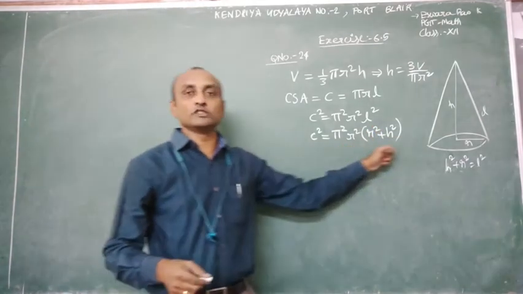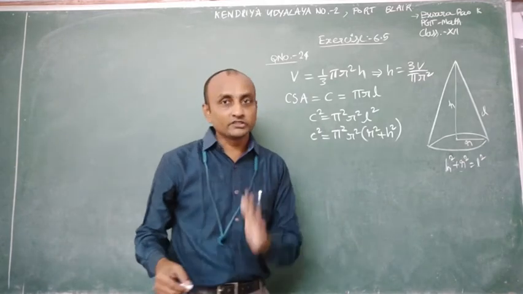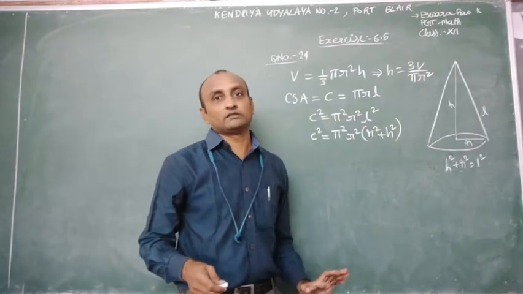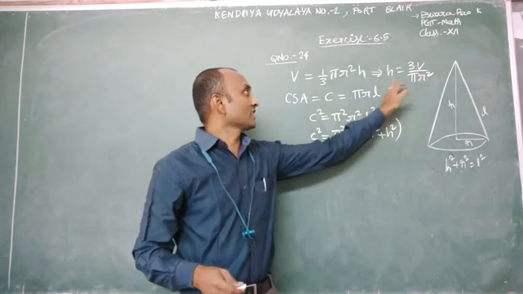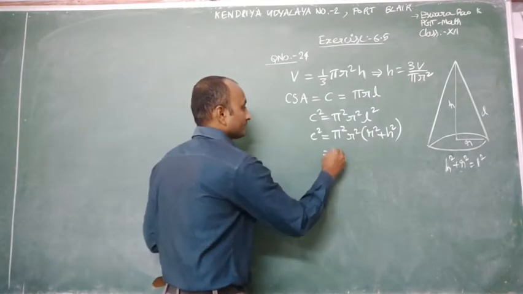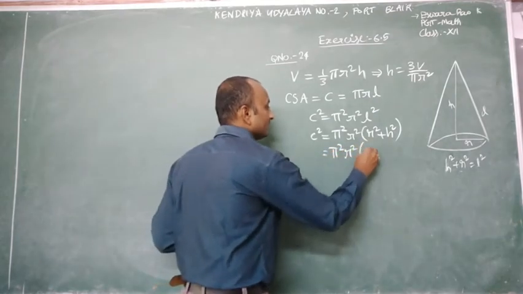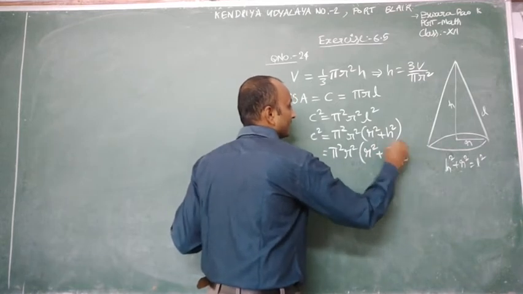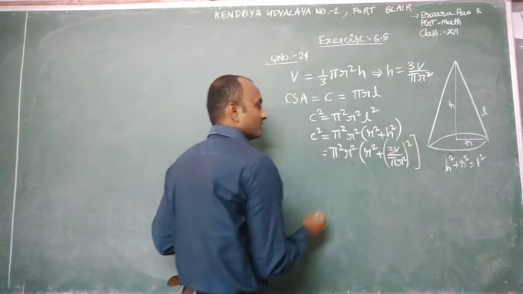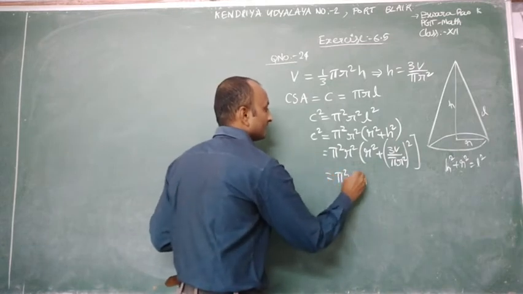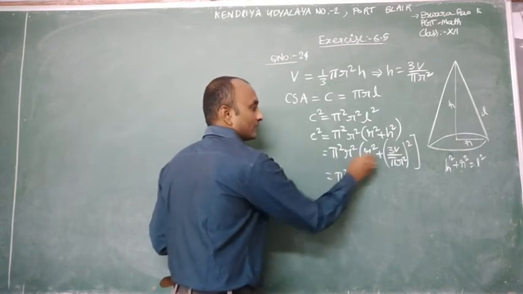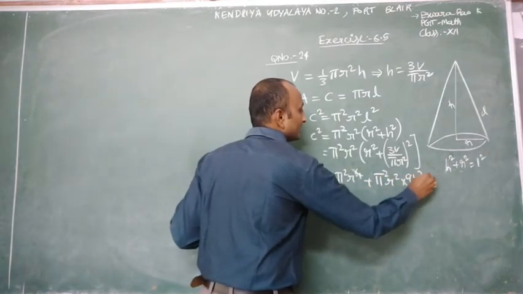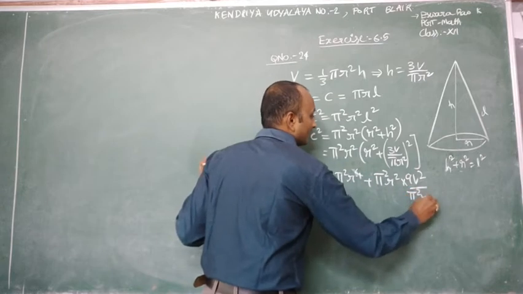But still there are two variables. But now we got an opportunity to substitute h as 3V by pi r square. Substitute: pi square r square into r square plus 3V by pi r square whole square. That's all. Now it is pi square r square into r power 4, plus pi square r square into 9V square by pi square r power 4.